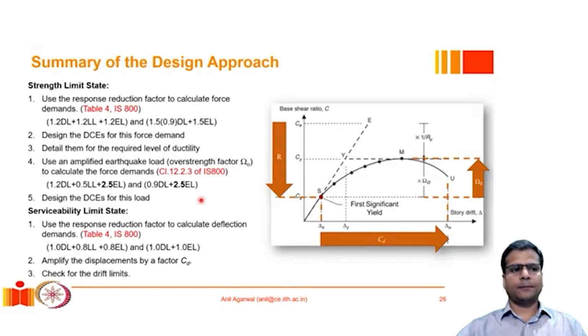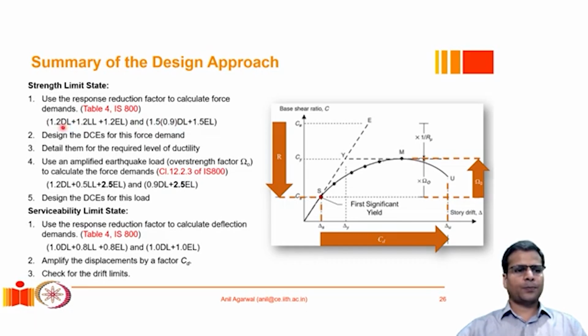So here I am summarizing the design approach in a few steps. Basically the idea is, first we have to do two-step designing. One is the strength limit state and the other one is the serviceability limit state for earthquakes. In the strength limit state for earthquakes, we use the response reduction factor and we do the modal analysis, or we can calculate the time period, and then we can use the response spectrum to calculate the earthquake force demand.